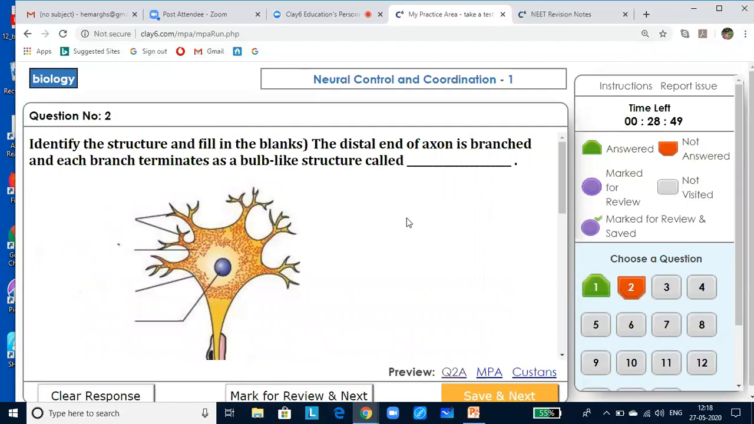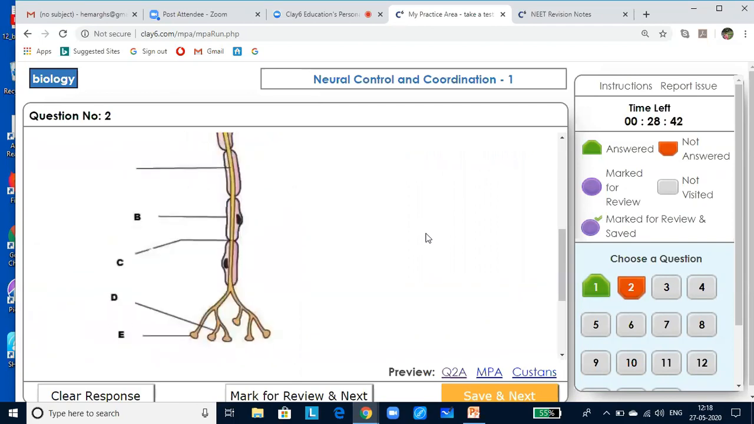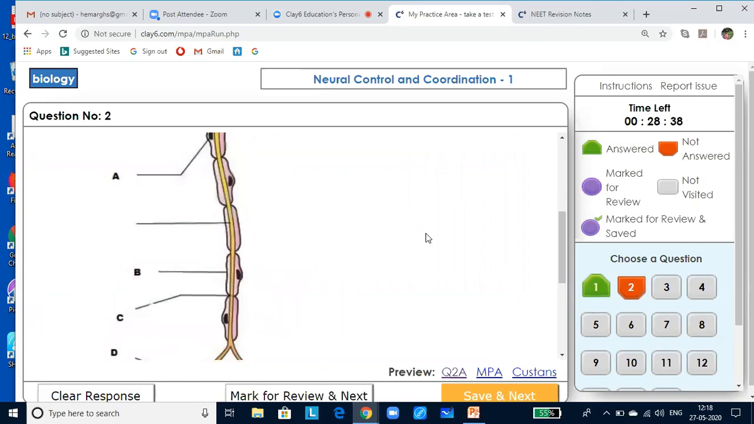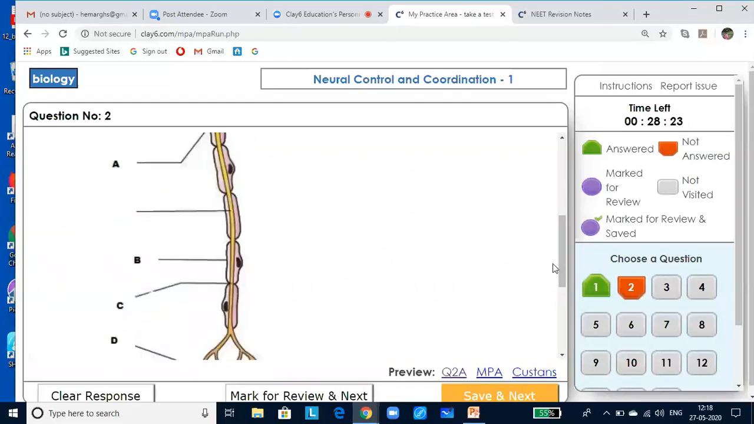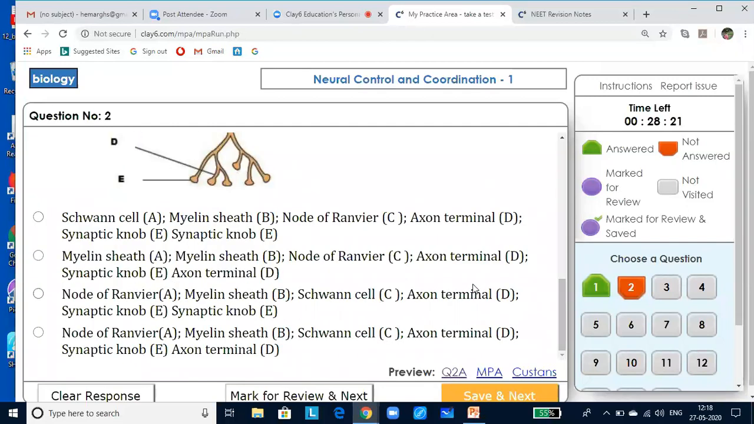Identify the structure and fill in the blanks. The distal end of axon is branched and each branch terminates as a bulb-like structure called dash. So these are the different parts you are supposed to identify. A is going to be the Schwann cell, B is the myelin sheath, C is the node of Ranvier, synaptic cleft and the synaptic knobs.